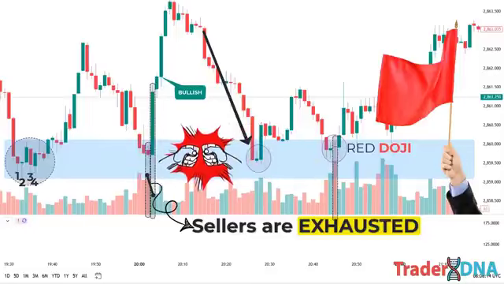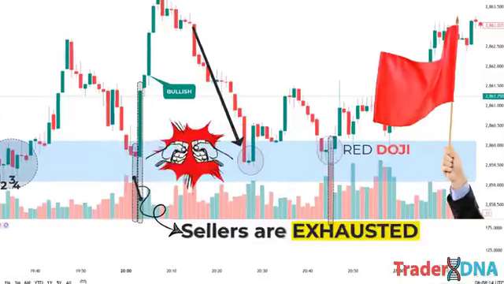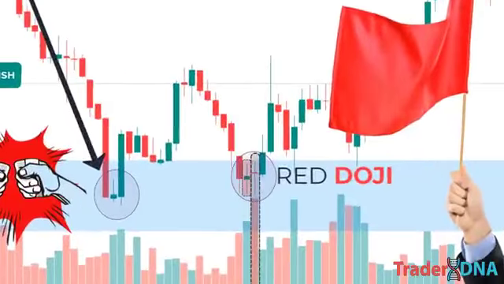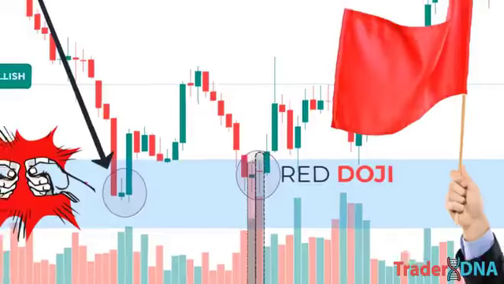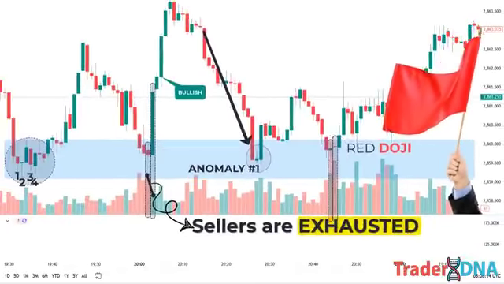But wait. There's more. Take a look at the candle before the doji. A small bullish candle, but with insanely high buying volume. What does this mean? Buyers tried to push price up, but sellers absorbed their orders. That means sellers were still trying to bring the market down. This is war. So what should we do? We wait. We need to see the final decision of the market. Who will win this battle?